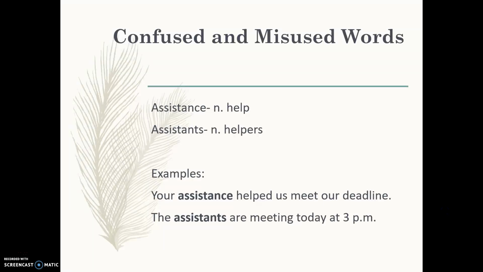Confused and misused words. Assistance and assistants. ASSISTANCE, assistance, means help. Assistants, spelled ASSISTANTS, are helpers. For example, your assistants helped us meet our deadline. That means your helpers helped us meet our deadline. Assistants, the other way. The assistants are in a meeting today at 3 p.m. That means the helpers are in a meeting today at 3 p.m.